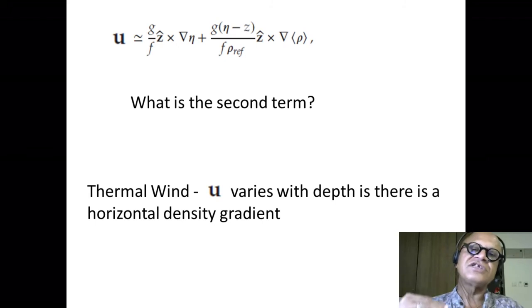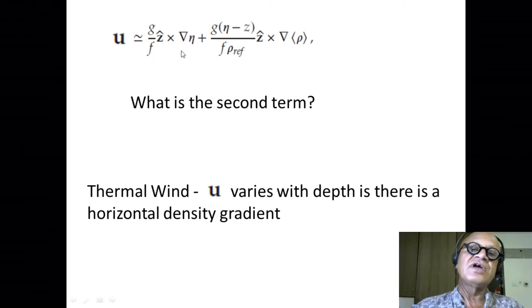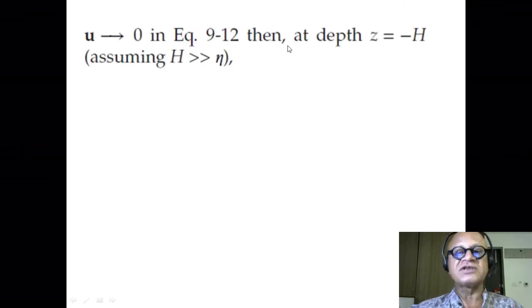Horizontal gradients of density give us vertical variations in geostrophic currents. So this u is at depth. So we are not explicitly writing it as du dz, but we have approximated geostrophic currents at the surface with the grad eta term, and we are now approximating at depth, so we are looking at the vertical shear in that sense. So this is thermal wind. So u varies with depth if there is a horizontal density gradient. Okay, so we are still in the large scale thermal wind balance.